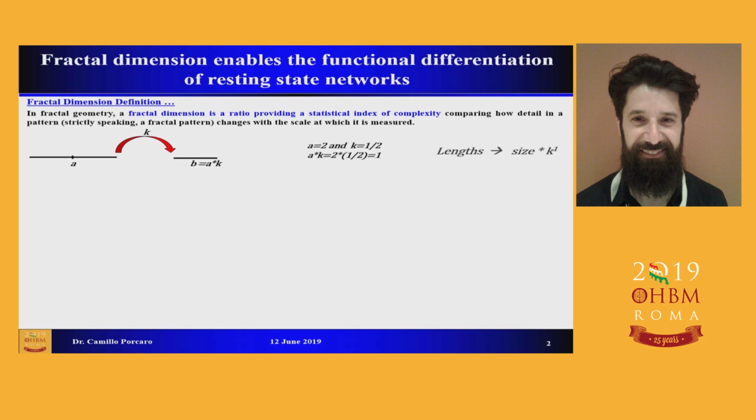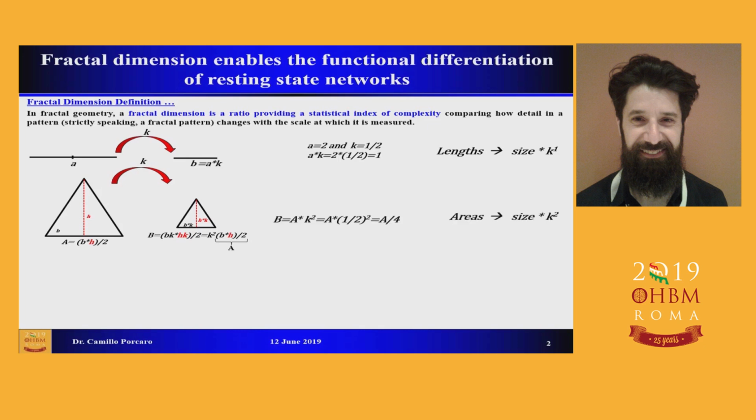We can also move to 2D. For this triangle, if we multiply the base and the height of the triangle by the scale factor k, which is always 0.5, we can calculate the area of the smaller triangle. If we just do some algebra, there is this rule that the area of triangle B is equal to the area of the big triangle A times k squared.